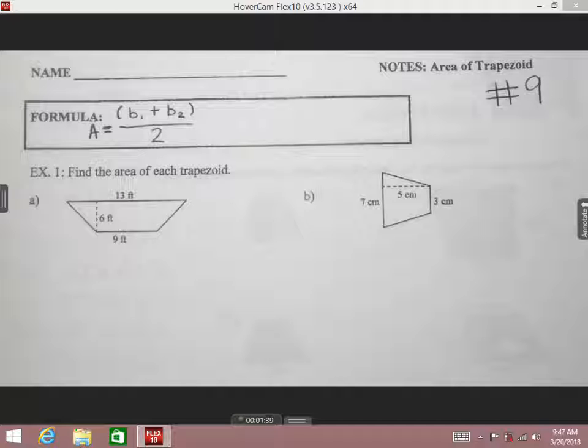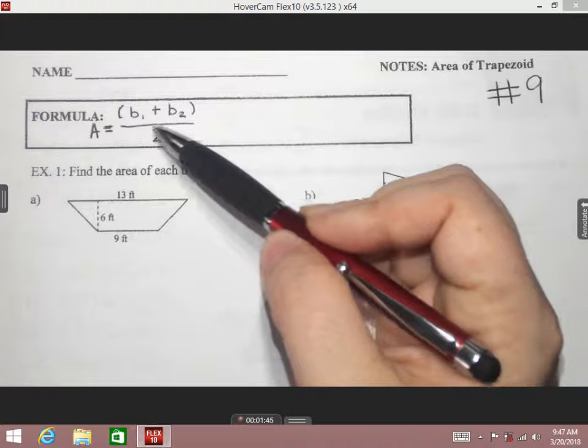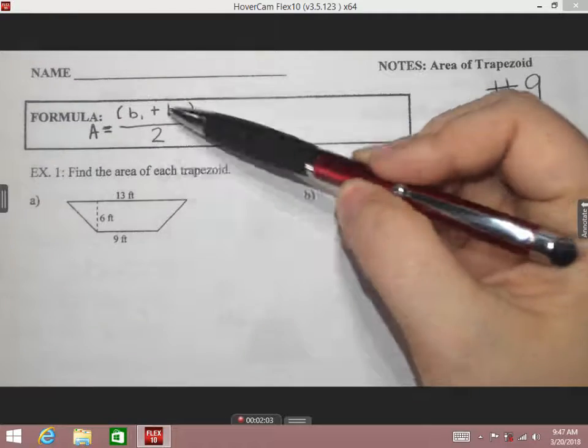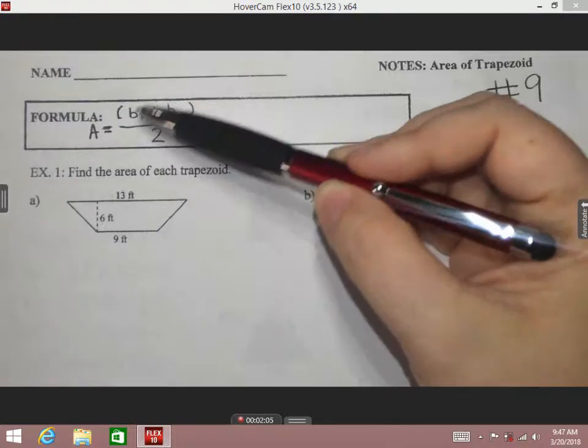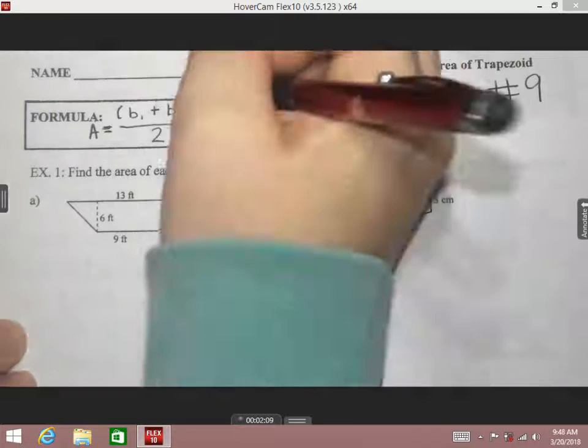Okay. So let's think about the other formulas and what this is still missing. So we have base 1 plus base 2, and we divide that by 2. Now, let's think about our other formulas. For a parallelogram, it was base times height. For a triangle, it was base times height divided by 2. For the trapezoid, we have the average of the bases, but we're still going to have to multiply that times the height. Very good.